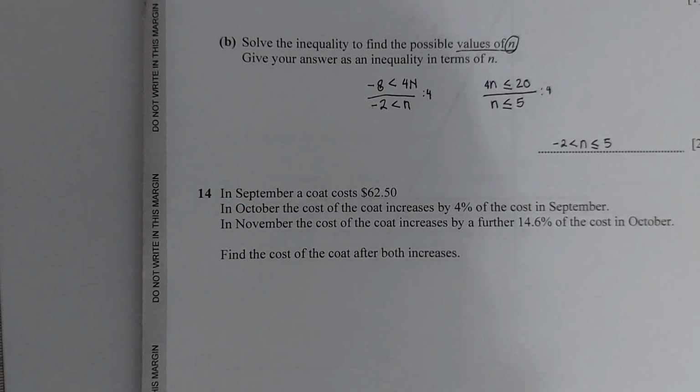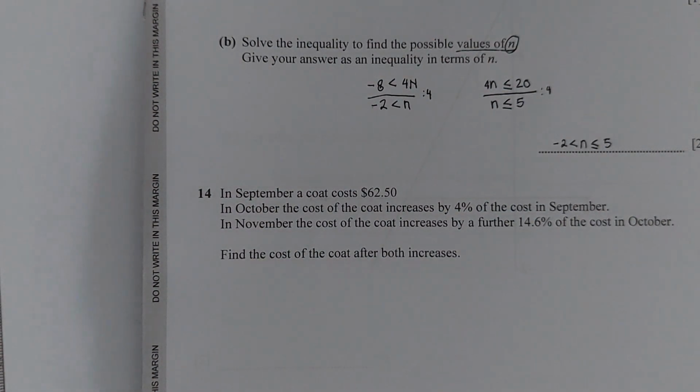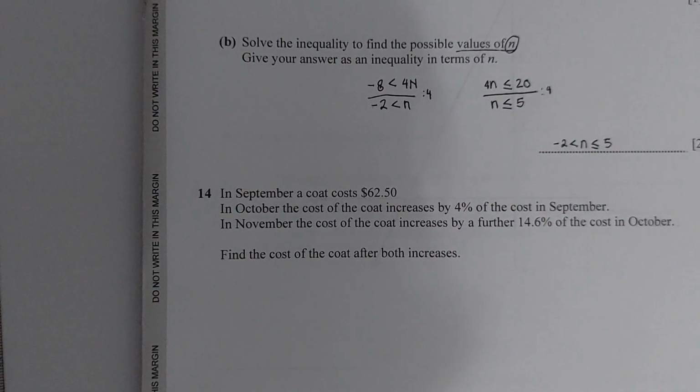In September, a coat costs $62.50. In October, the cost of the coat increases by 4% of the cost in September. In November, the cost of the coat increases by a further 14.6% of the cost in October. Find the cost of the coat after both increases.